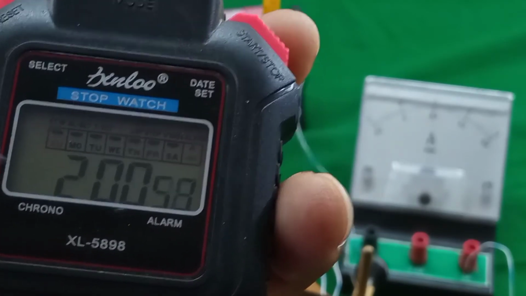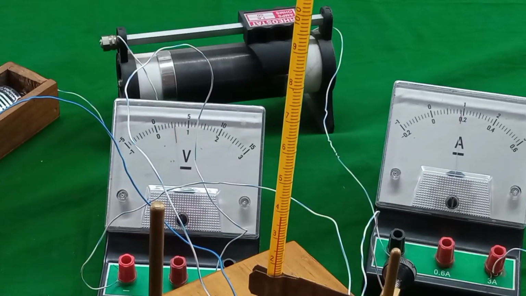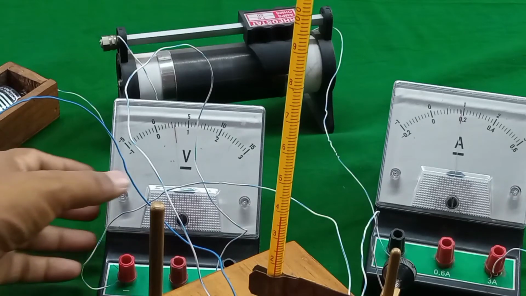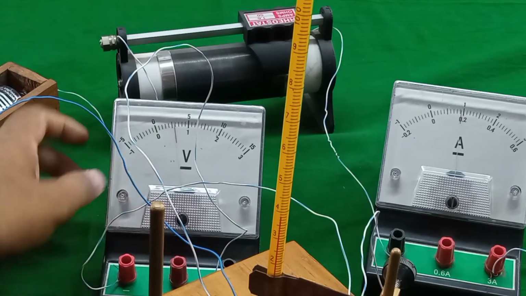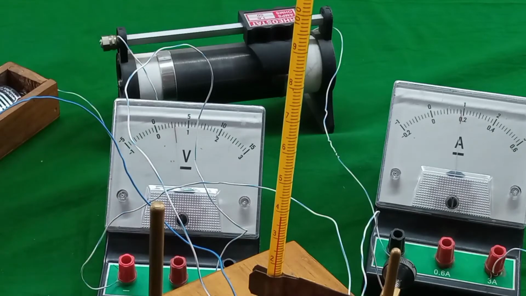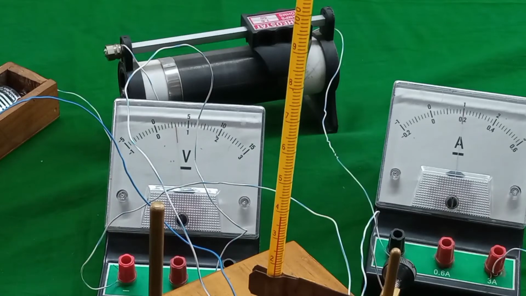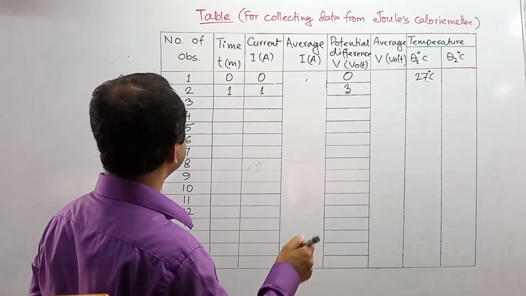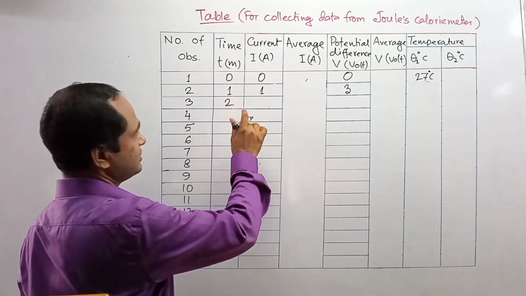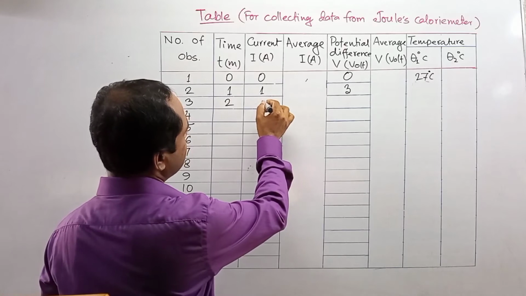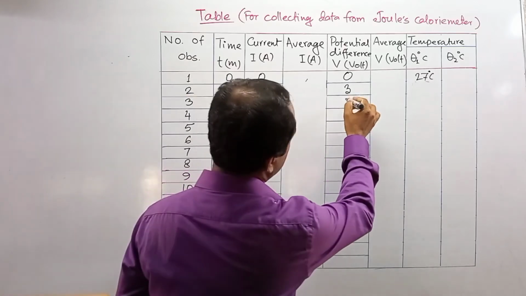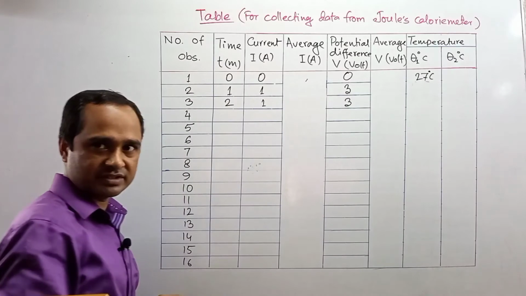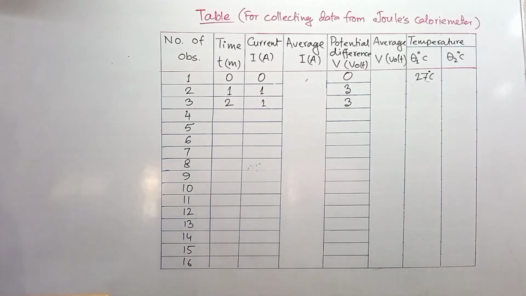It's almost exactly 2 minutes. Now we are going to see the reading in the voltmeter and ammeter. Dear student, it is almost the same reading in the voltmeter and ammeter. So I am going to write the reading in the experimental table. So when time is 2 minutes, the current in the ammeter was 1 ampere and voltmeter was 3 volt, right? Now we'll see the third reading.